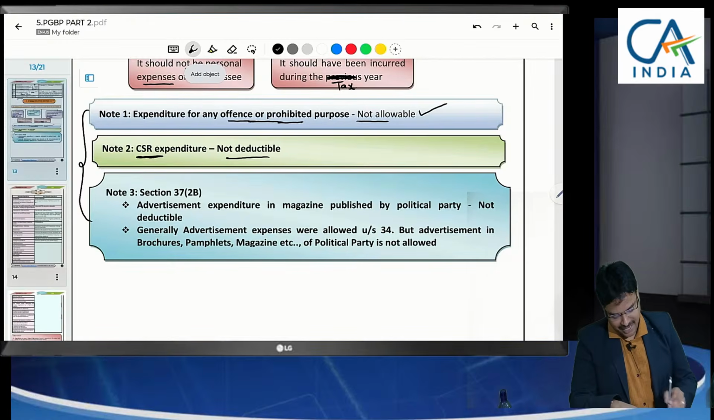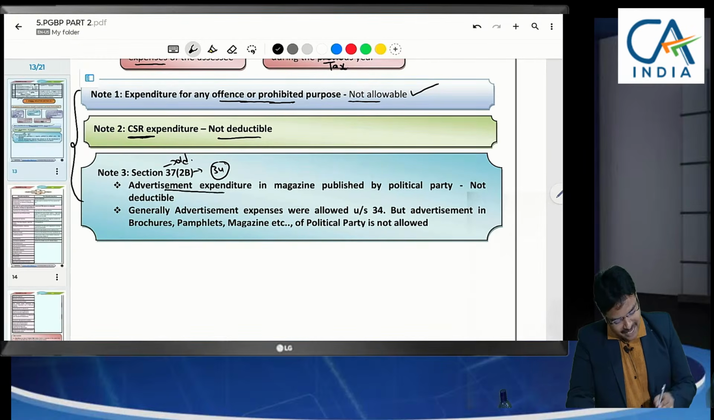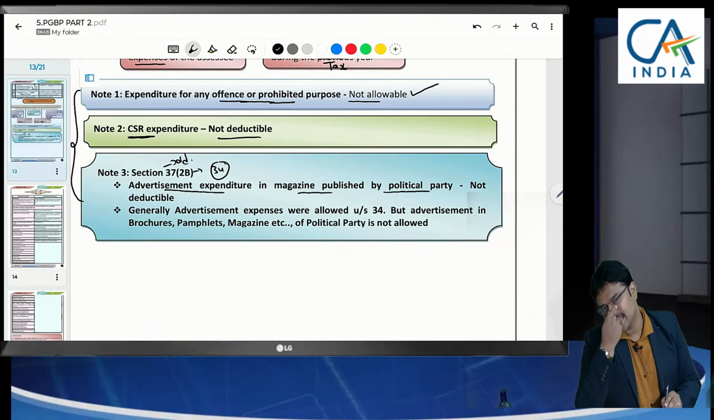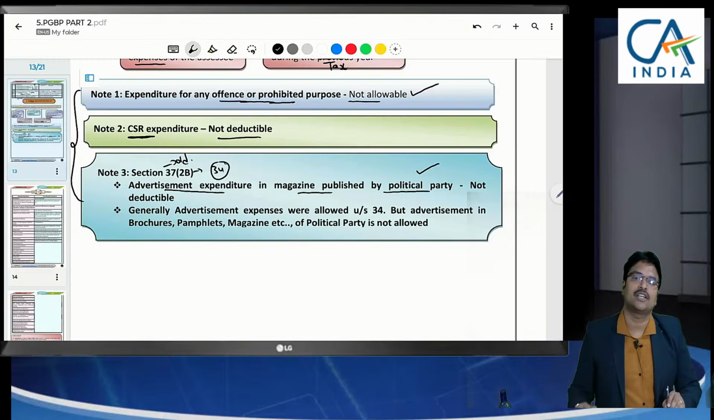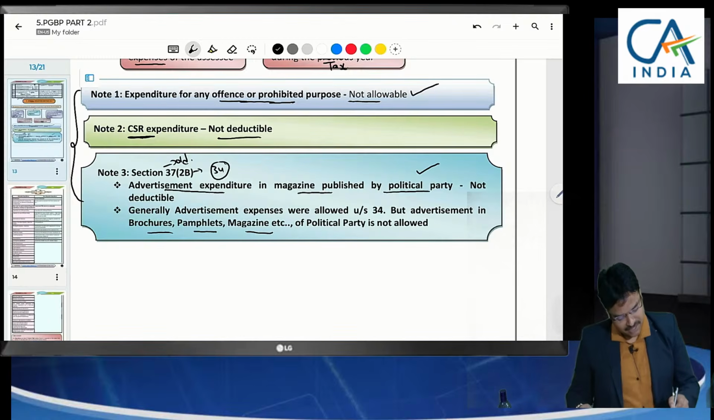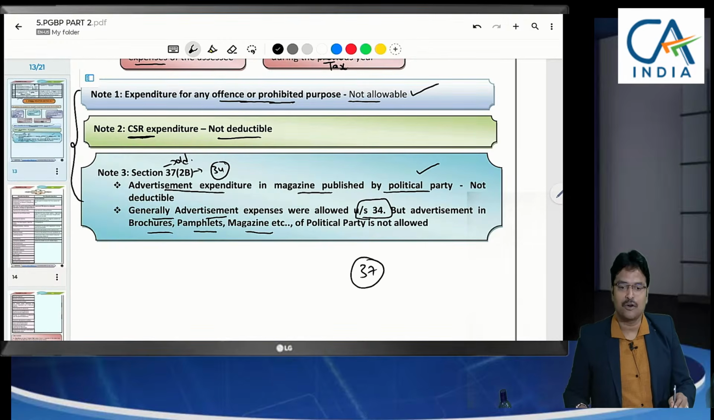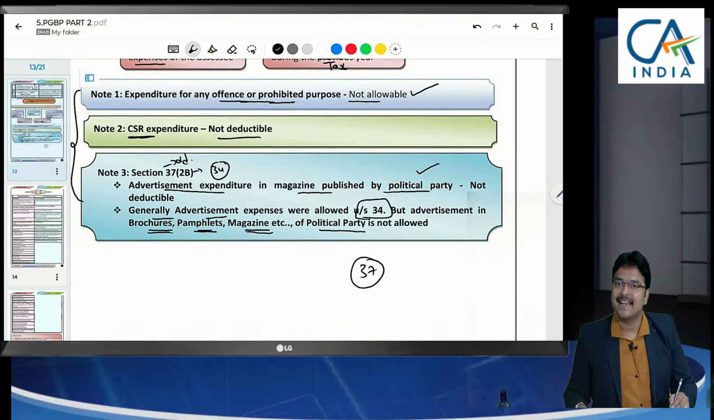And next, section 37(2B), this is the old section, but now in section 34 itself they have specified. What have they specified here? Advertisement expenditure in a magazine published by a political party. Advertisement expenses were generally allowed, but if you incur advertisement expenditure in a political party brochure, that you cannot claim. Political party brochures, pamphlets, magazines, generally advertisement expenses were allowed under section 37 of the old Income Tax Act, no problem, but now if you incur for brochures, pamphlets and magazines of a political party, it cannot be claimed as deduction.